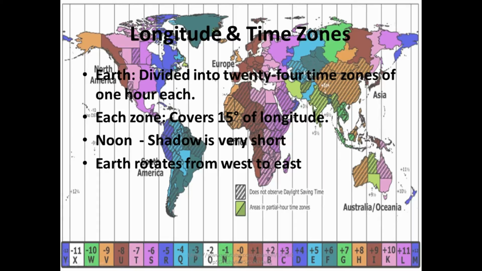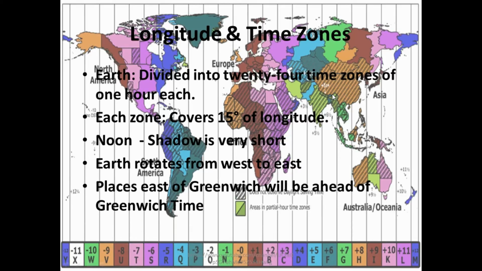That's why the countries which are eastwards of the prime meridian are ahead when compared to west countries. So they are a bit ahead and forward. So the places east of the Greenwich meridian will be ahead of Greenwich time when compared to western countries.